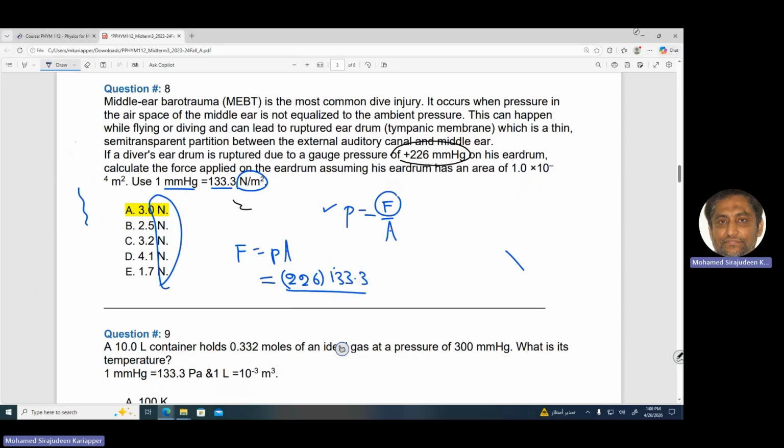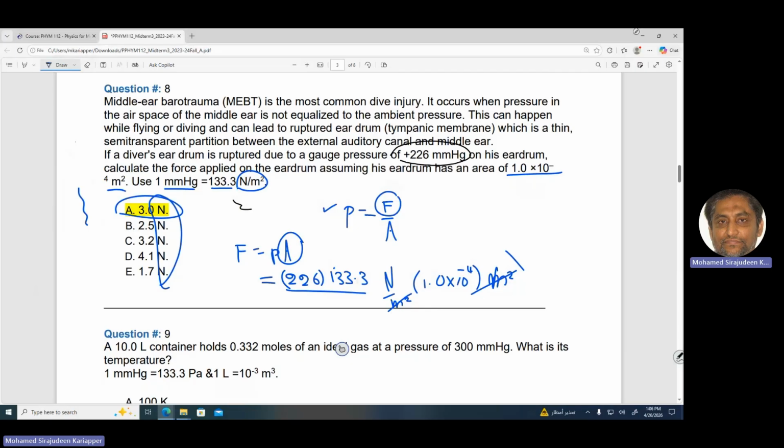So now you'll get the pressure in Newton per meter squared multiplied by the area of the eardrum, which is already given in meter squared. So all you have to do is just substitute that value. This is in meter squared. Meter squared cancels with meter squared. So you'll get the answer. Hopefully, this is the answer. If anyone has a calculator, please check.